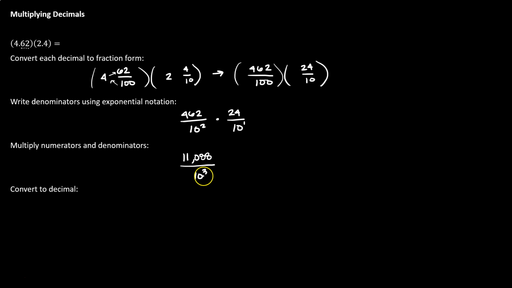And now I'm going to convert to a decimal. The way that we can do this very quickly is to write out the numerator and then take a look at the denominator. It says 10 to the third power, which means the very last digit of my numerator needs to be 3 positions away from the decimal. So 1, 2, 3, the decimal would go here between the 1 and the 0. So our final answer would be 11 and 88 thousandths.